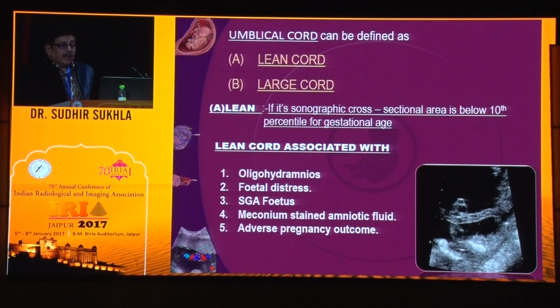There can be a lean cord and a large cord, thin cord and thick cord. If the sonographic cross-sectional area is below the 10th percentile for gestational age, it is a lean cord. Here is the picture. It can be associated with oligohydramnios, less amniotic fluid, fetal distress, SGA fetus, meconium-stained amniotic fluid, and adverse pregnancy outcome.